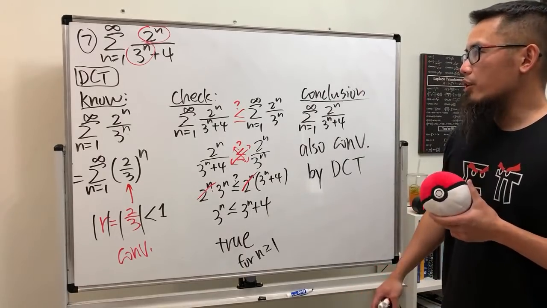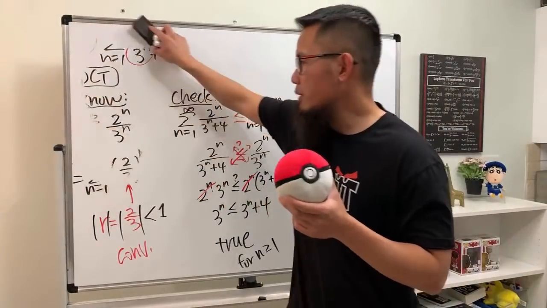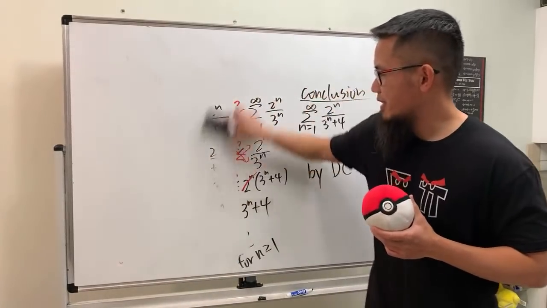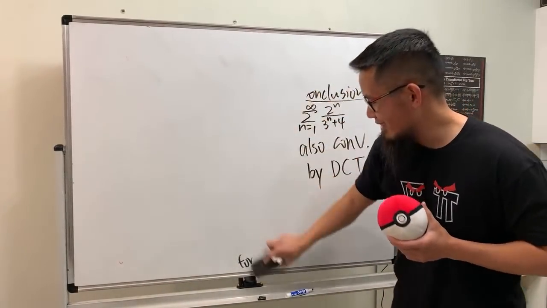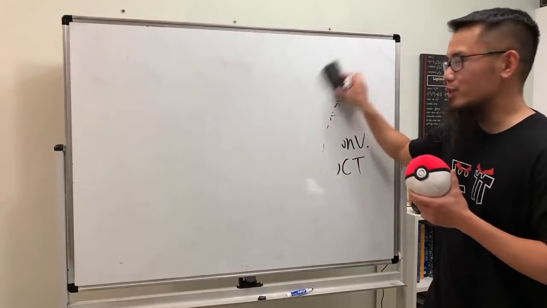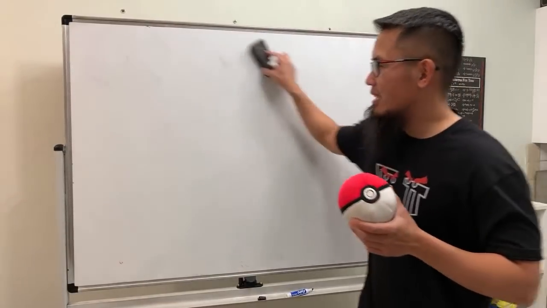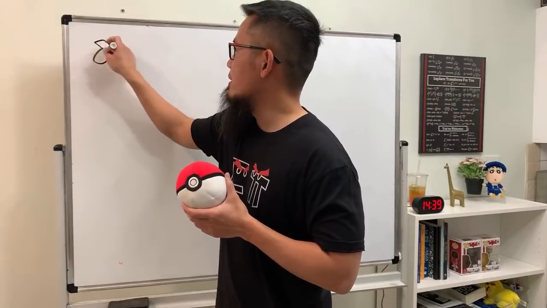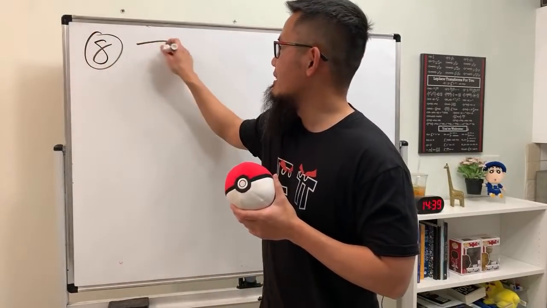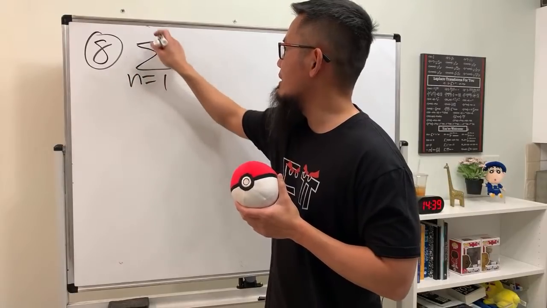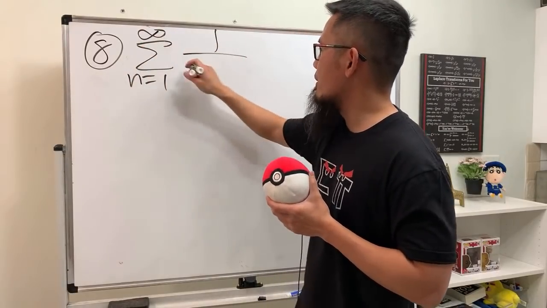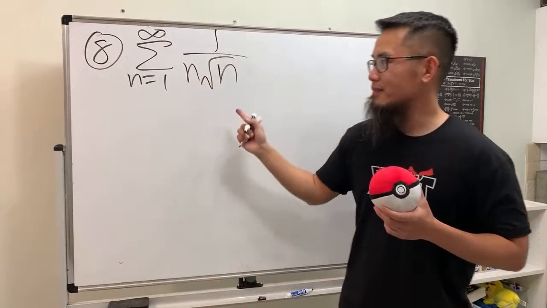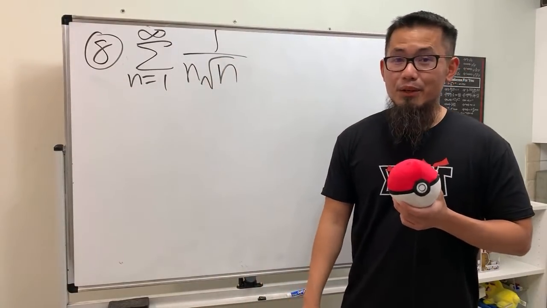Okay, so that's number 7. Final question. You guys should be really happy for the final one. I don't know if you guys have seen the questions or not. But for the final one, this is number 8. Let's just make it really big. This is the series as n goes from 1 to infinity, 1 over n times the square root of n. Converge or diverge?